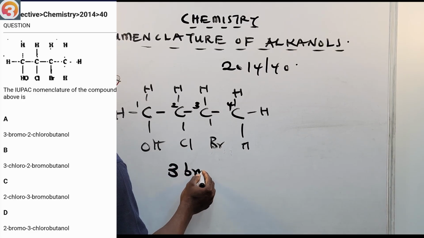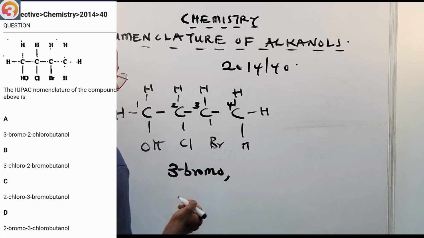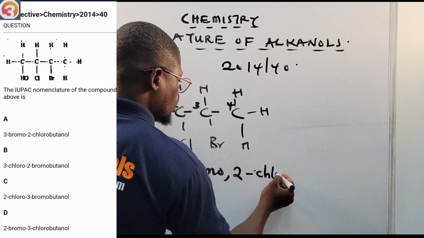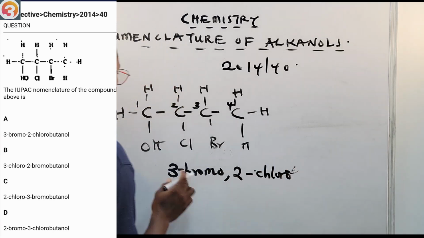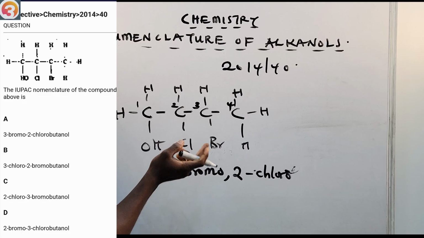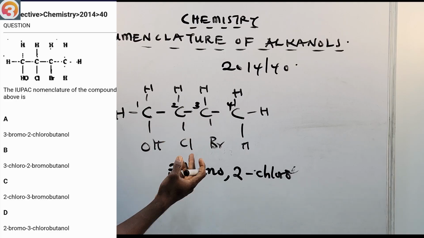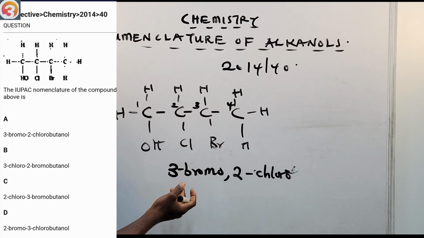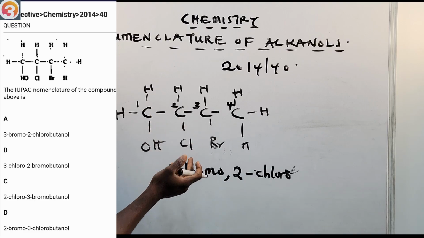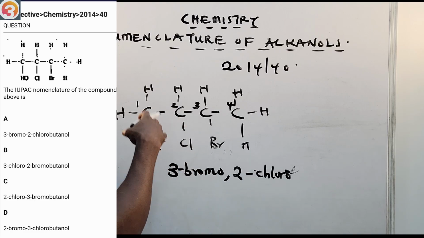So that will be 3-bromo, then 2-chloro. Then is this butanol? Because it's on the first carbon, you can just say butanol instead of butan-1-ol, to show that it's on the first carbon. If it's on the second or third carbon, it would be indicated as butan-2-ol or butan-3-ol. So you can just say butan-1-ol.